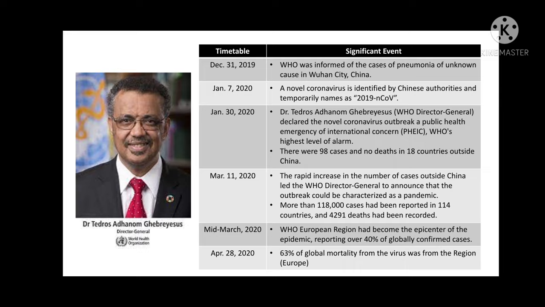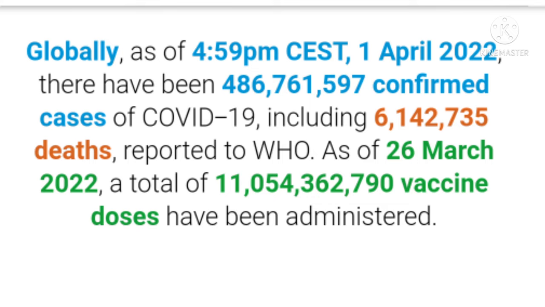As of April 1, 2022, globally, there have been 486,761,597 confirmed cases of COVID-19, and that includes 6,142,735 deaths that are reported to the World Health Organization. As of March 26, 2022, there's already a total of 11,054,362,790 vaccine doses that have been administered to the general population.